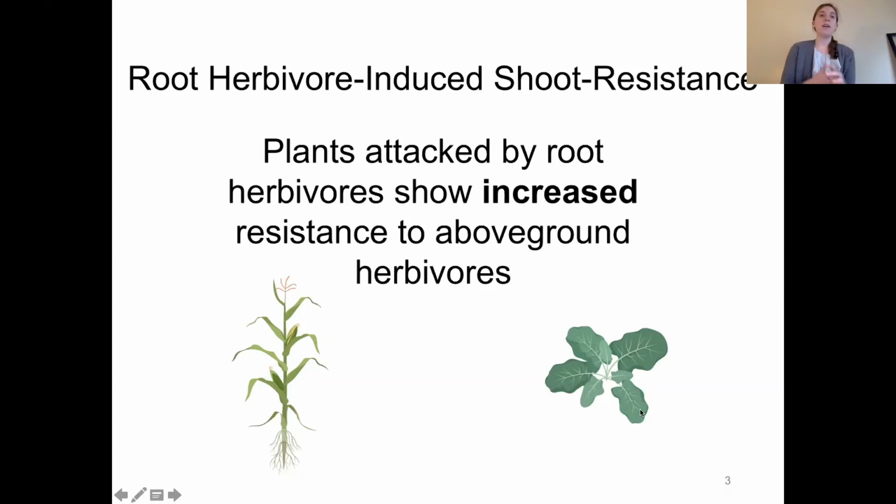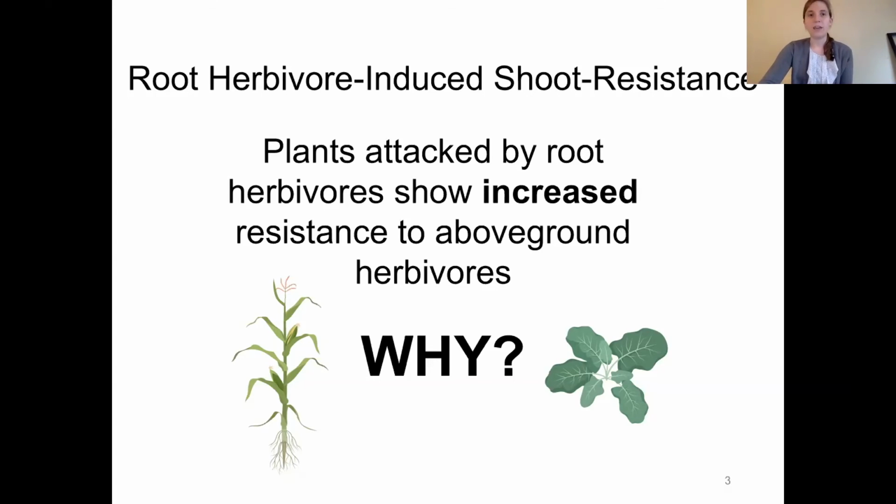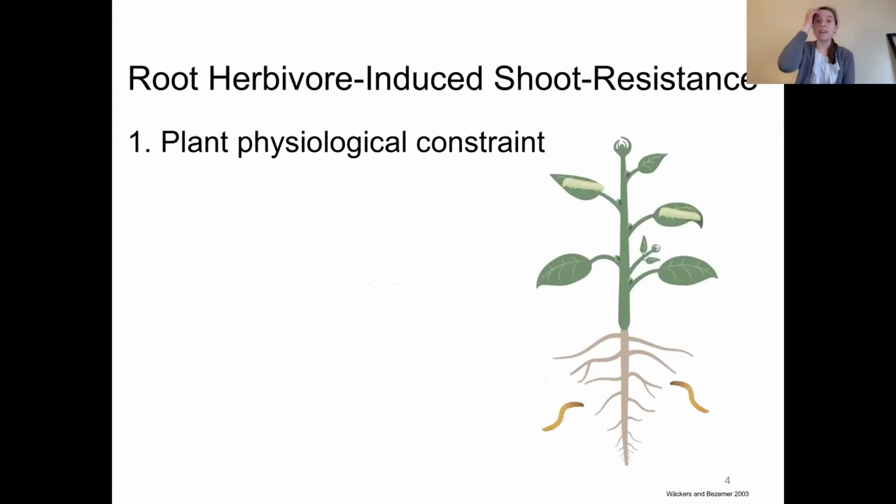But this idea of root herbivory changing the plant defenses above ground also begs the question as to why plants would do this. Why would a plant change its defenses above ground when it's being attacked below ground? What could be the potential reasons for why we observe this root herbivore-induced shoot resistance? Some proposed ideas are, first, that this is a plant physiological constraint. If these plants are attacked below ground, they are responding systemically throughout the entire plant, and this is just a response of the entire plant to some kind of threat.